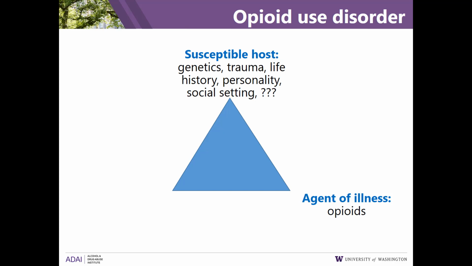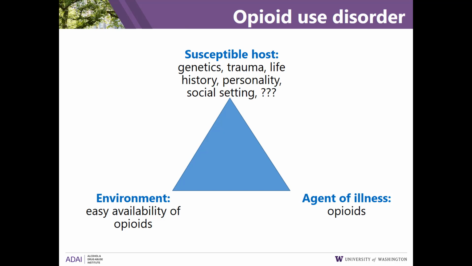Then you have a susceptible host, which means someone who can develop the condition. Not everyone who tries opioids develops a disorder, but we know that some people are more likely to develop one. Genetics, personality, life history, trauma, and social setting all influence the likelihood that someone who tries opioids will develop opioid use disorder. The last piece is the environment.